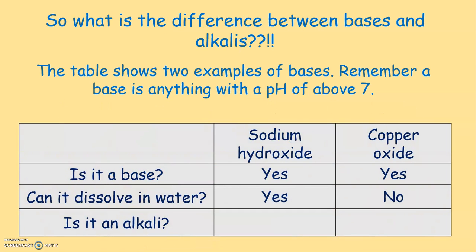Now, let's have a look at this. So the question is, what are the differences between bases and alkalis? Now, the table shows 2 examples of bases. Remember, bases are anything with a pH above 7. So I would like you to answer the question. Is it an alkali or is it a base? Or is it an acid? Sorry.